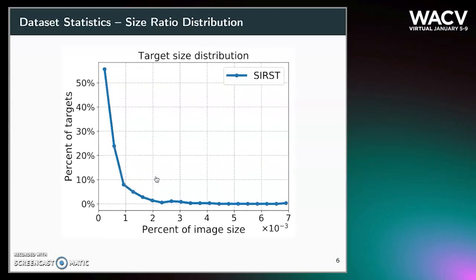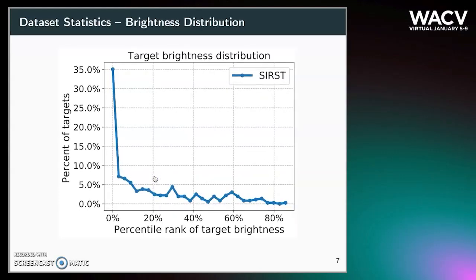Among all targets, about 55 targets only occupy 0.02% of the image area. Therefore, when designing convolution networks, the priority should be preserving and highlighting features of infrared targets in deep layers. Last, we come to the statistics of the target brightness distribution. Note that only 35% of targets are the brightest in the image. Therefore, picking the brightest pixel or a threshold in the image is definitely not a good idea.